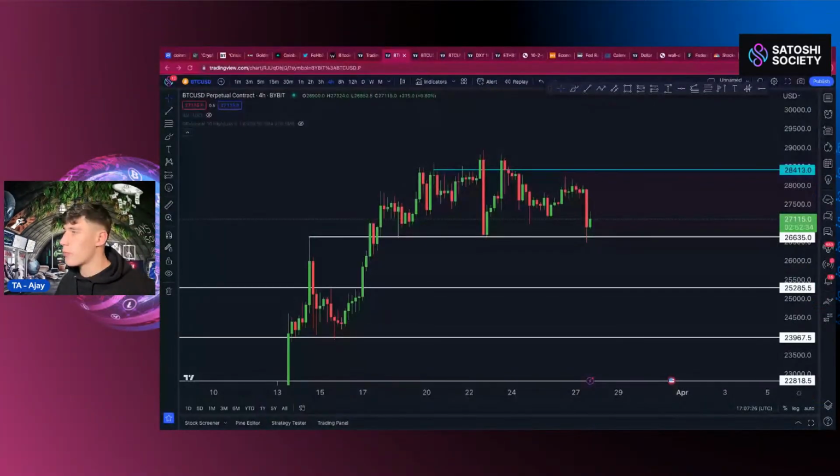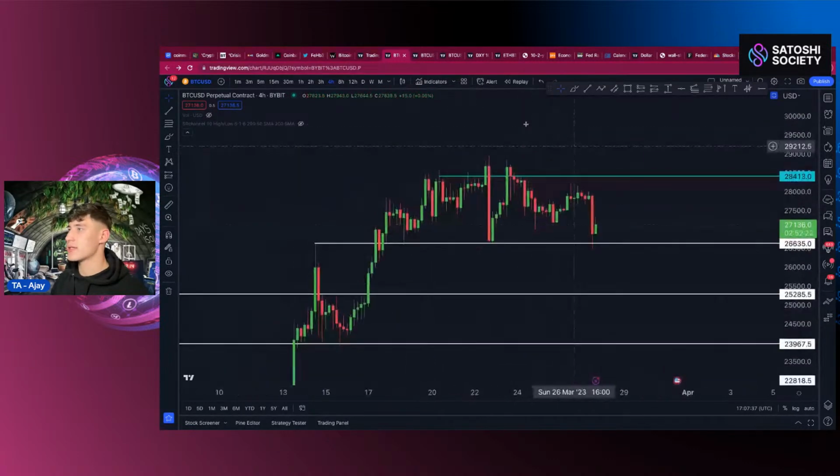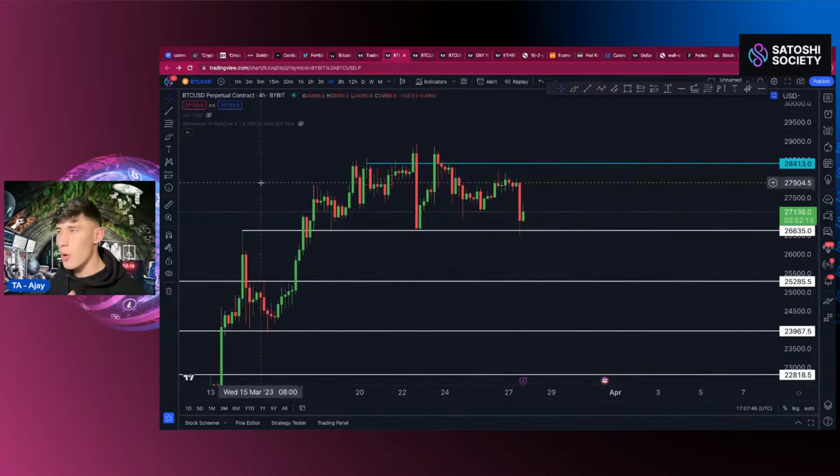So starting off with the Bitcoin 4-hour charts, what we can see is that for the past week, we've just seen the price continuously range sideways, sort of between $26,630 and $28,900. Not much volatility coming in apart from this area here.